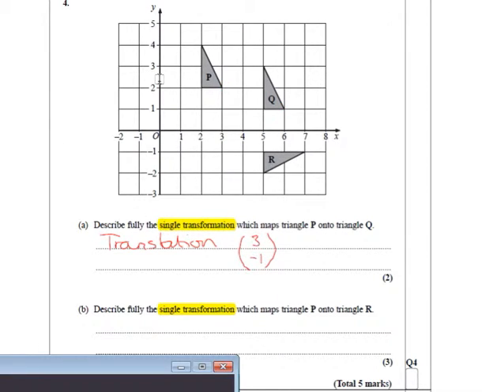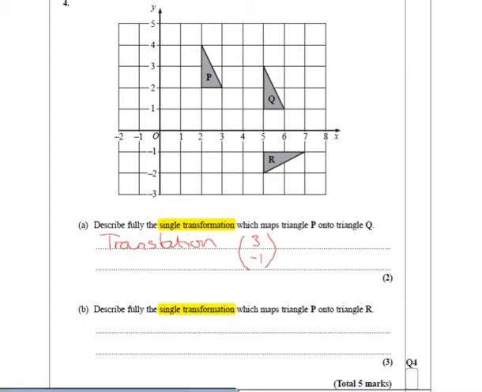For part B, what we're now looking at is the transformation from P onto R. So from here to here. This one's a rotation, and this is slightly harder. So first thing, to get the first mark, just write down the rotation. You've then got to say how much it's rotated and which direction.